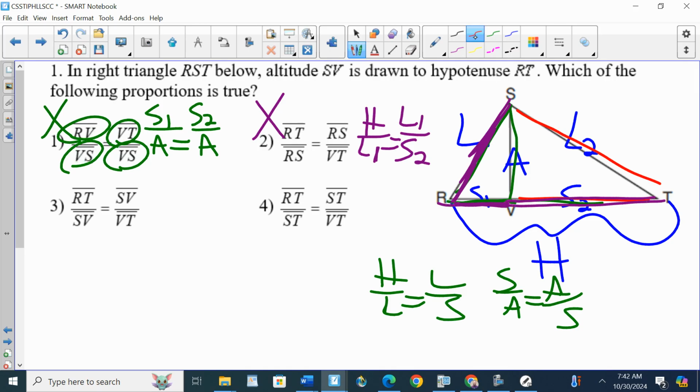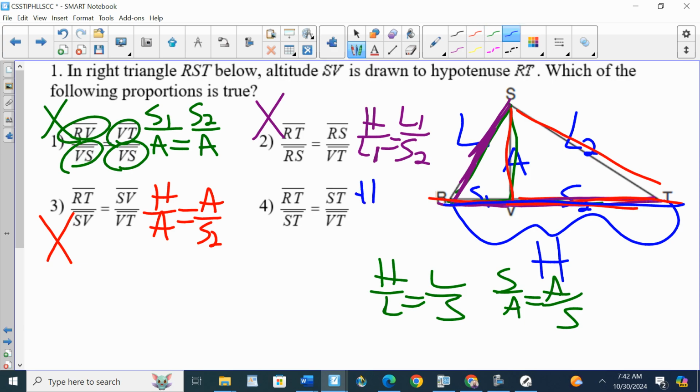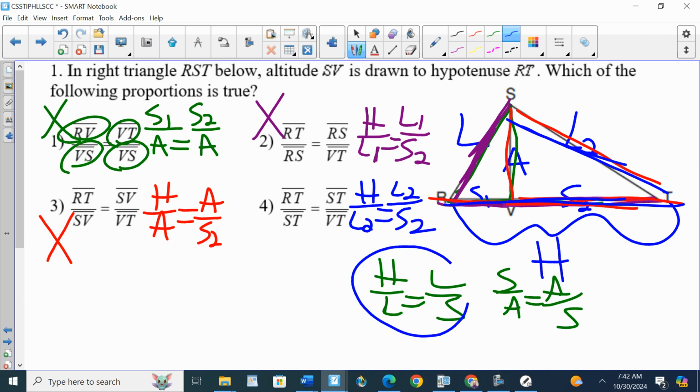Choice 3: RT is H over SV is A, so again, this can't be read, there's no HA, equals SVA over VT S2. There's no HAS, that's not correct. And finally, choice 4: RT is H over ST is L2, equals ST is L2 over VT is S2. It's HLLS. You've got the right leg with the right seg. That's correct. That's your answer. So if it correctly goes into HLLS or SAAS, then it's correct. And if it incorrectly goes into HLLS or SAAS, then it's not correct.